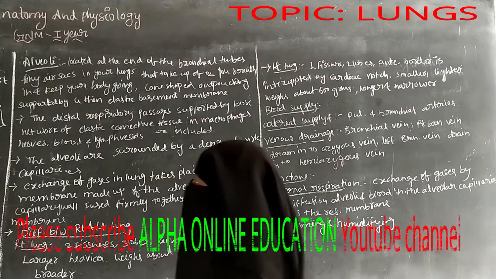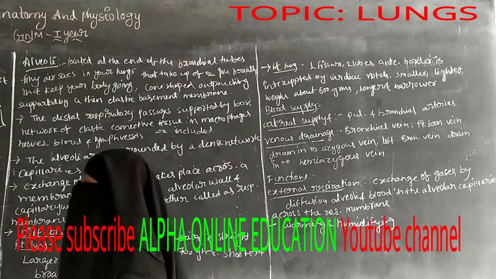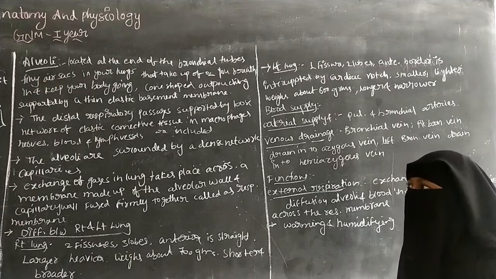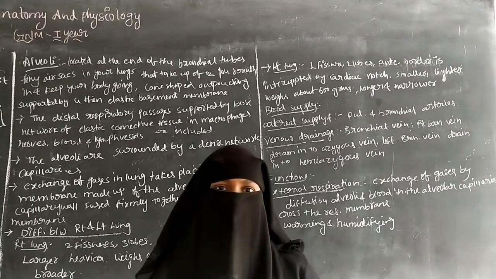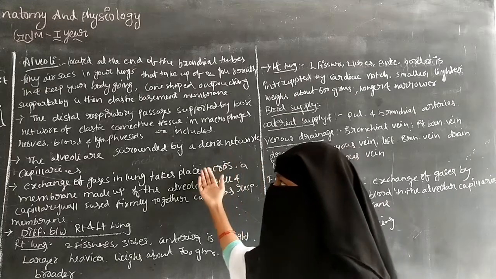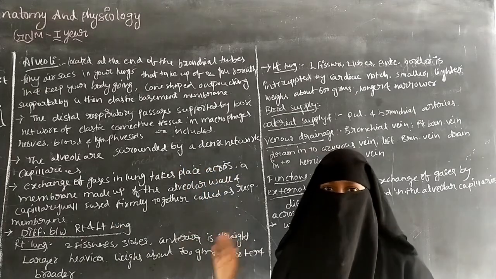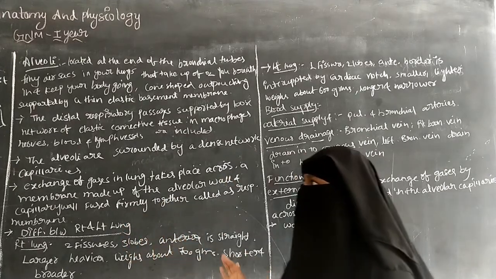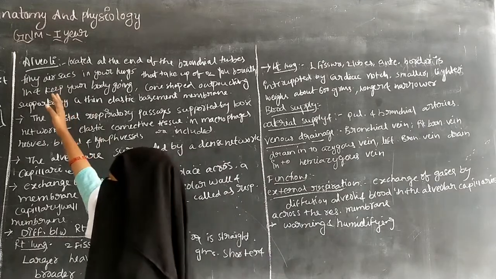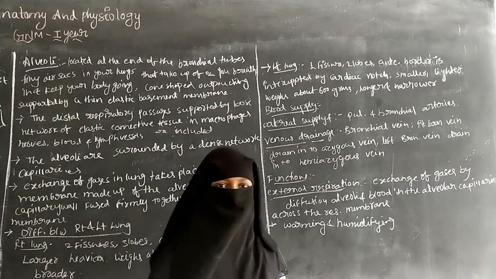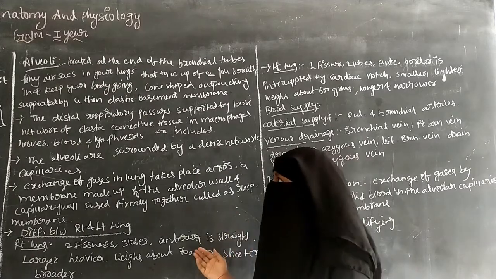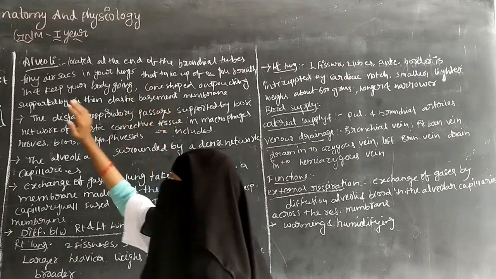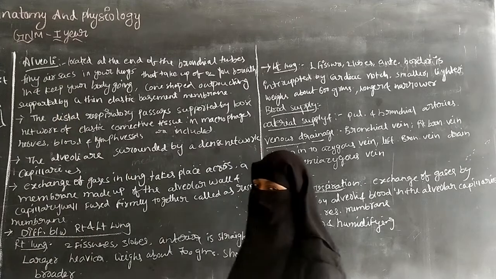So today we are going to discuss the anatomy and physiology for the GNM first year, unit 6, respiratory system. Last class we have seen about the lungs. This is part 2 about the lungs. Up to now we have seen the structure of the lungs, and next we are going to discuss the alveoli.